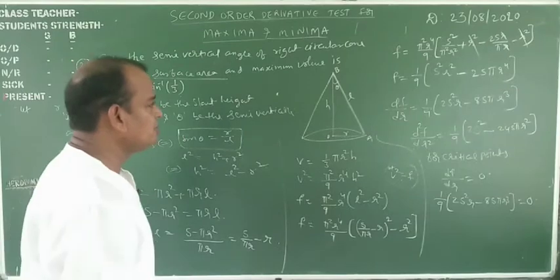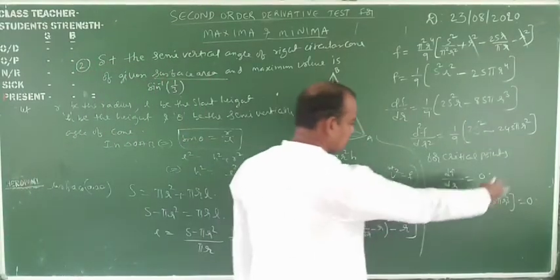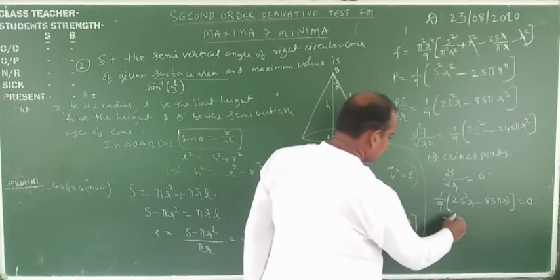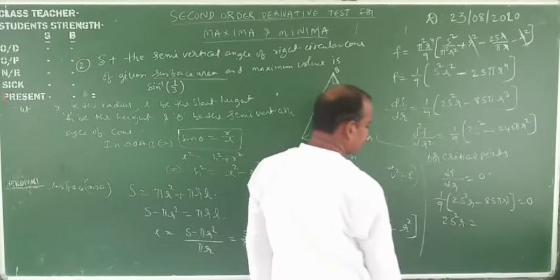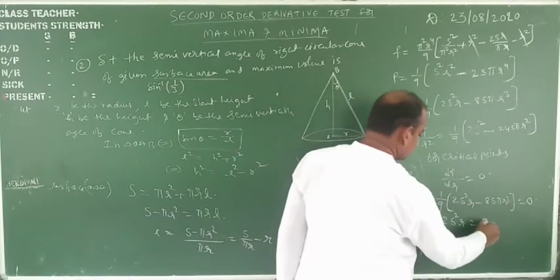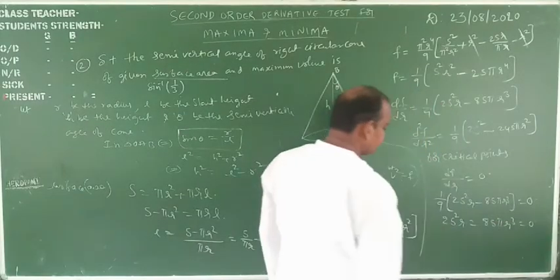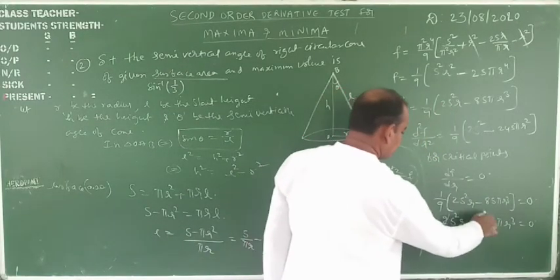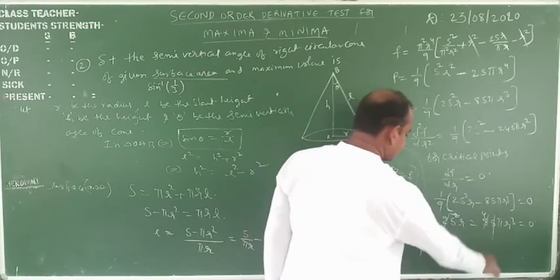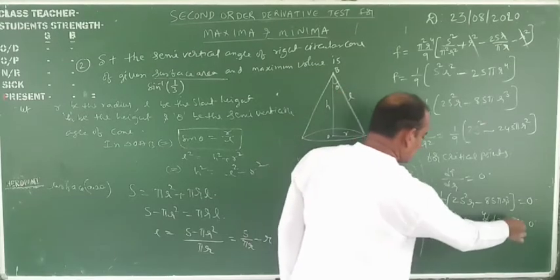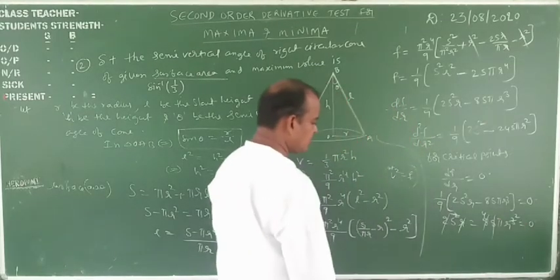8s pi r cube is equal to 0. Okay, my dear students. 1 by 9, go to the other side, that is 0. 2s square r is equal to minus, go to the other side, plus 8s pi r cube is equal to 0. Now 2 1s are 2, 4s are s square, s cancel. r cube cancel means r square. What are the remaining terms here?